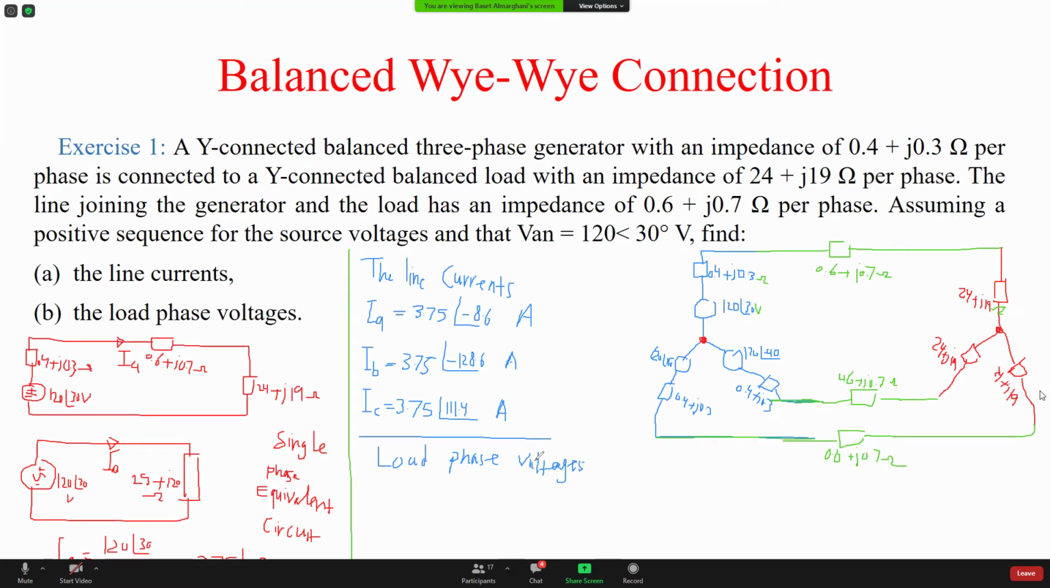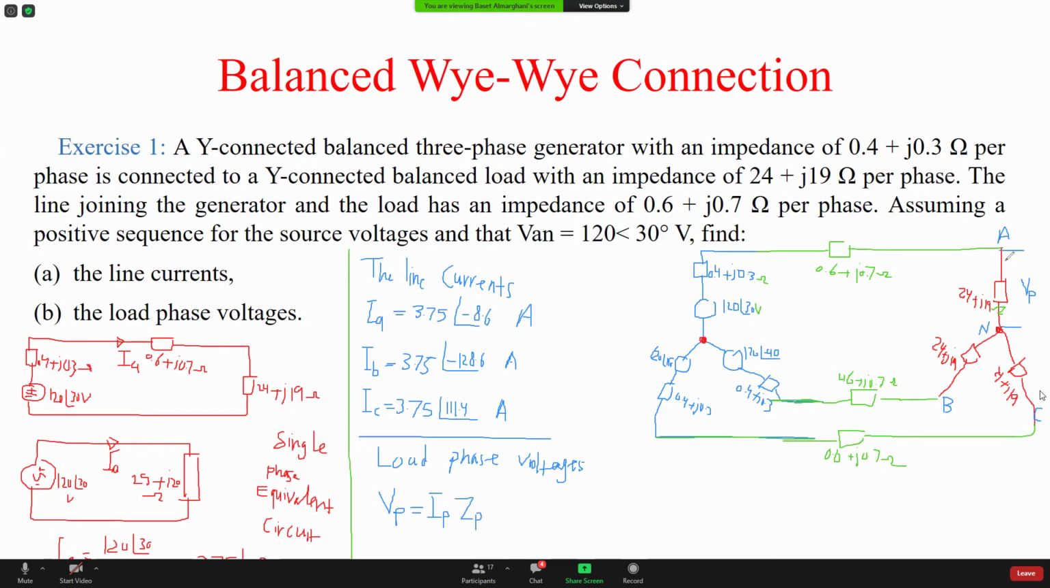Okay, the load phase voltages. So it means the voltage across the load here. To find this voltage, V phase, Ohm's law: I phase times, let me just put here A and here's N, just to divide B and C, I phase, Z phase. Now I need to find I phase.